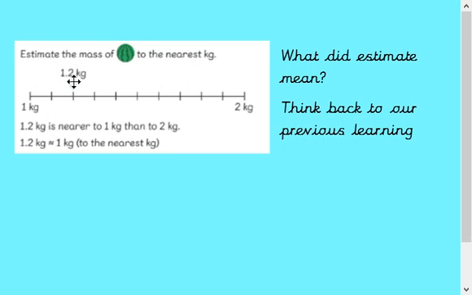I also could look at the digit 0.2, and I might think back to what Mr. Nugent's told me. He's told me when this digit is 4 or less, I round it down. If it was 5 or more, then I would round it up. But in this case, it's a 2. It's less than 4, so I round it down.